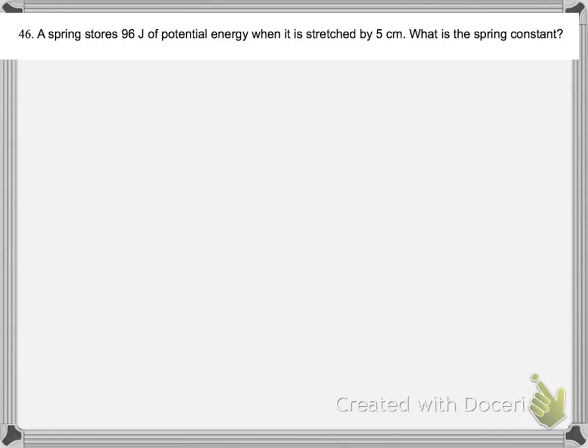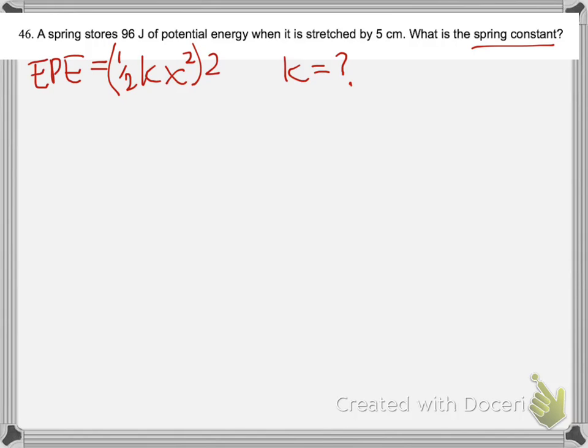Number 46. A spring stores 96 joules of potential energy when it is stretched by 5 centimeters. What is the spring constant? Now, using our equation of EPE equals half kx squared, we are going to be looking for our spring constant, so we need to know what k is. And in order to get k by itself, we are again going to multiply by 2 to get rid of our half, and then we can divide by x squared.